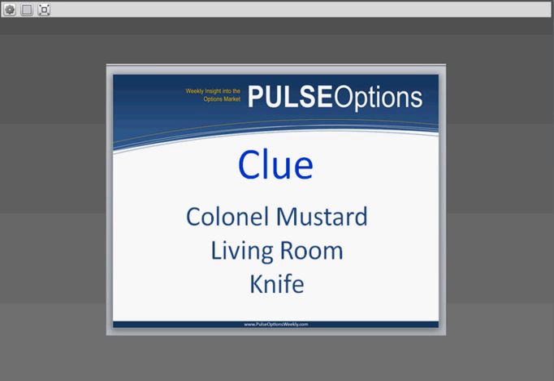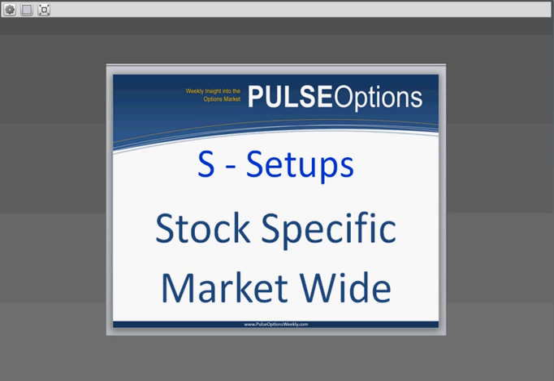To me, it's like playing the game Clue, right? Colonel Mustard did it in the living room with a knife. How can we come up to that? We look at all these possibilities and we remove the possibilities that don't work, and we're left with the stocks that we want to trade. We then look to try and find a setup on the stocks that have good math.